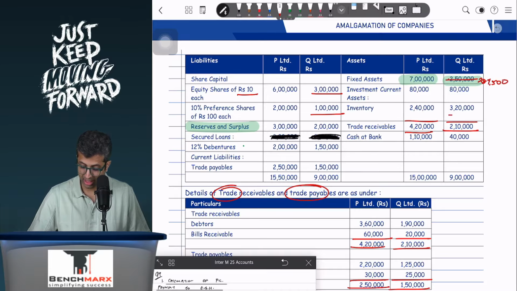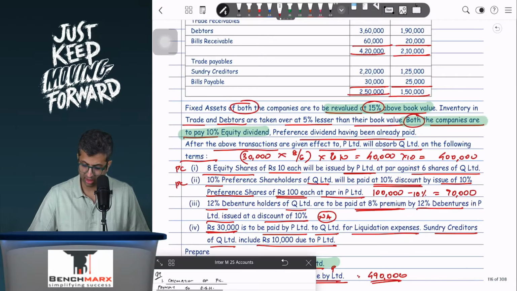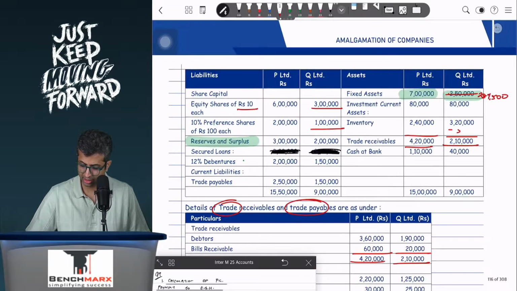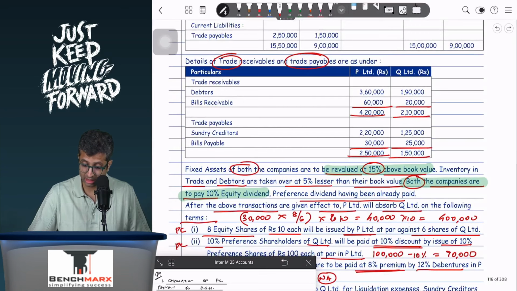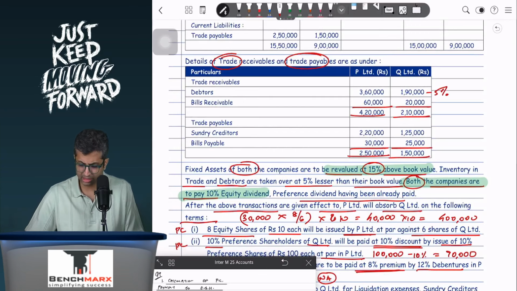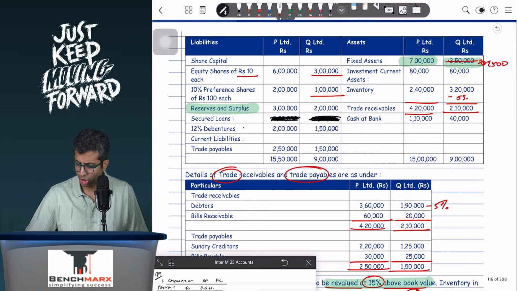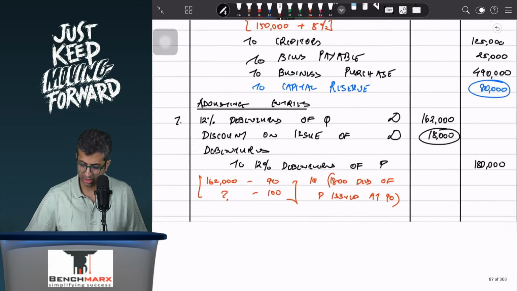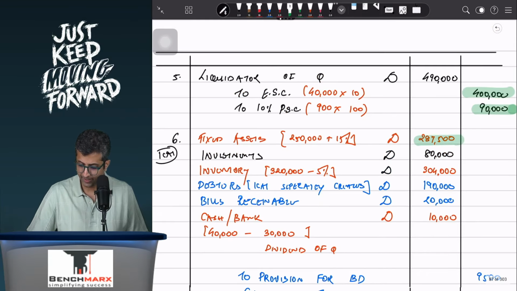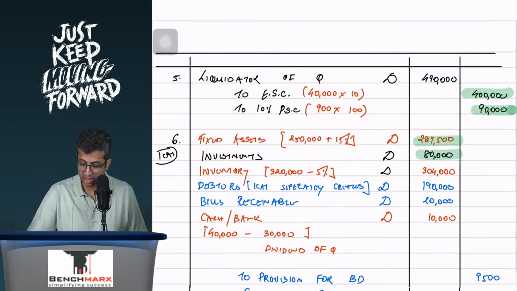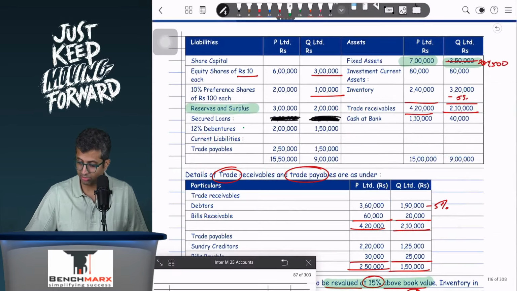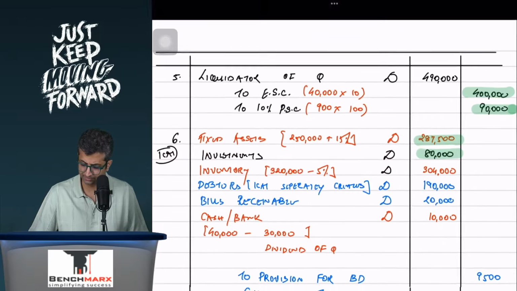Inventories will be less. Over here they are saying inventories and trade debtors are to be taken at 5% less than their book value, so this is minus 5%, and so is the case with trade receivables. So if debtors are to be taken over at 5% less, this is 1,90,000 minus 5%. Bills receivable will remain as it is. So I will have 2,87,500 for my fixed assets, 80,000 for my investments. But when I look at inventories, 3,20,000 minus 5% will be 3,04,000.